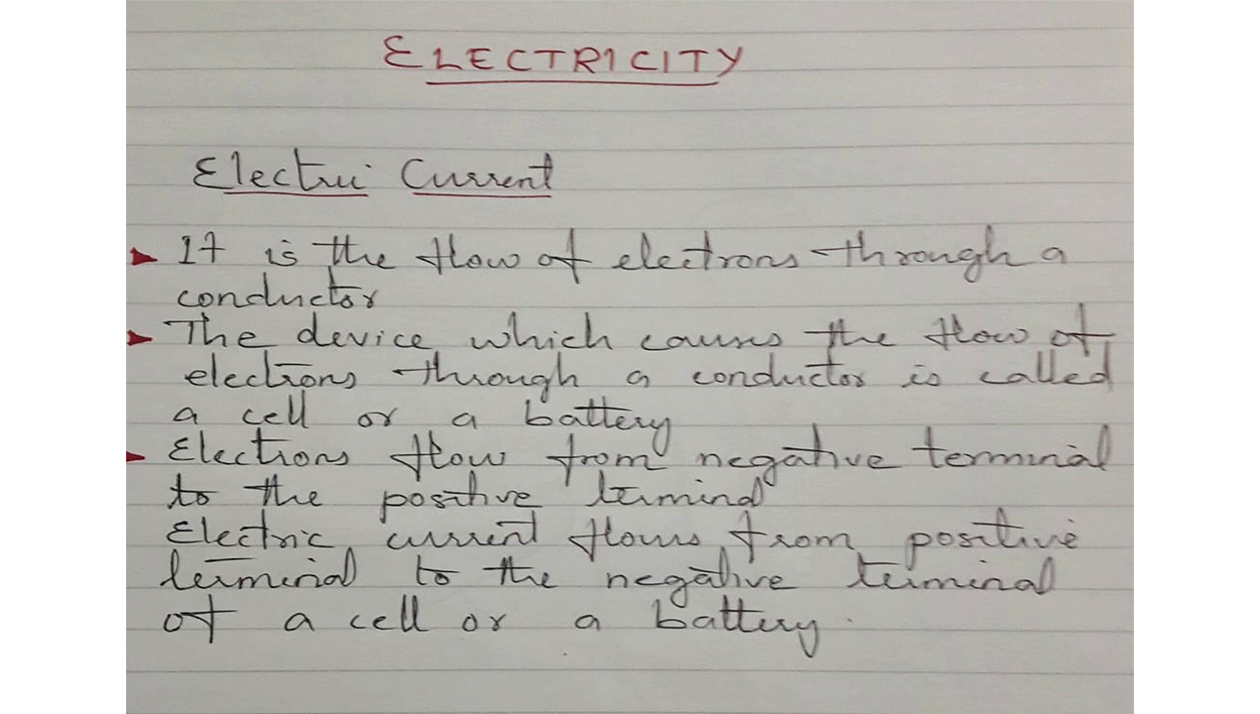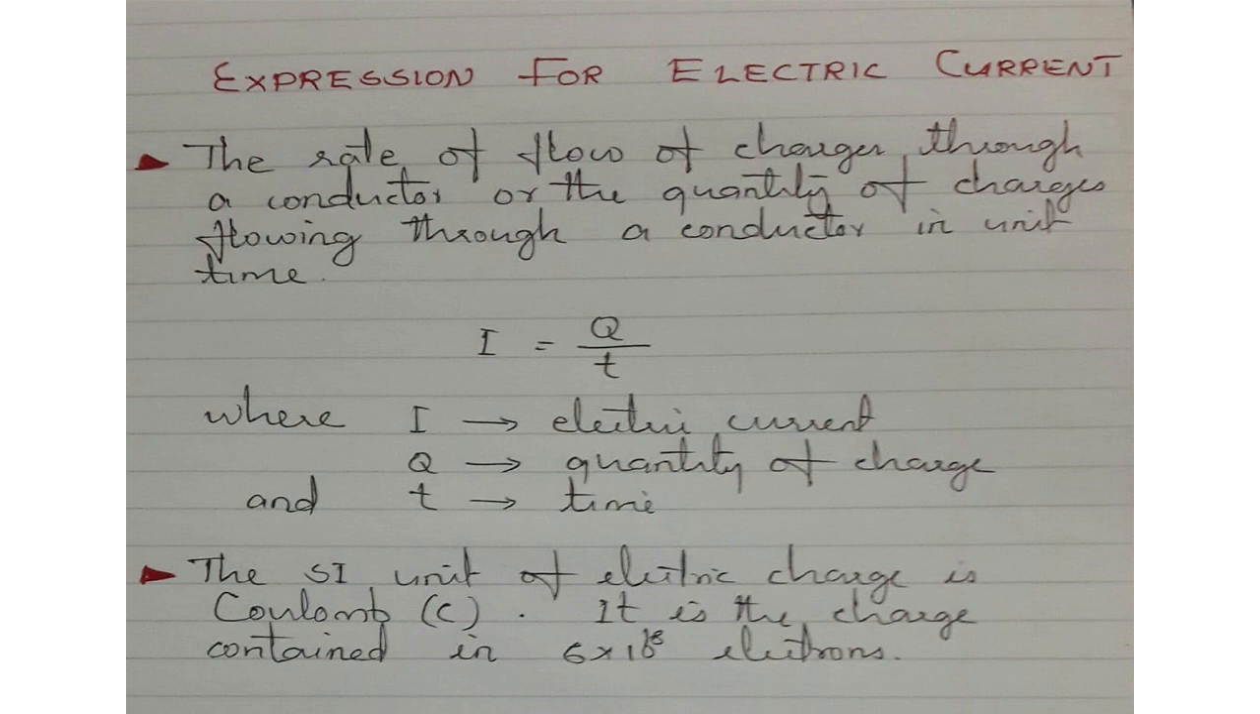So let's recall that. Electric current is the flow of electrons through a conductor, and the device which provides the source of electrons is called a cell or a battery. If we consider electric current, we need to discuss the expression for electric current. To find the expression, we have to take another definition for electric current. That is, electric current is taken as the rate of flow of electric charges through a conductor.